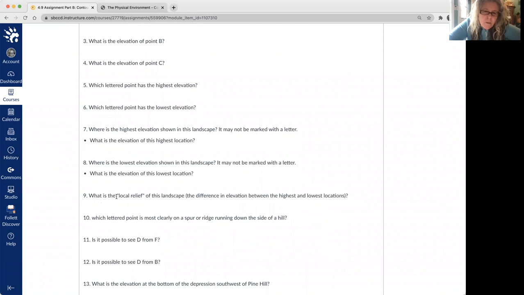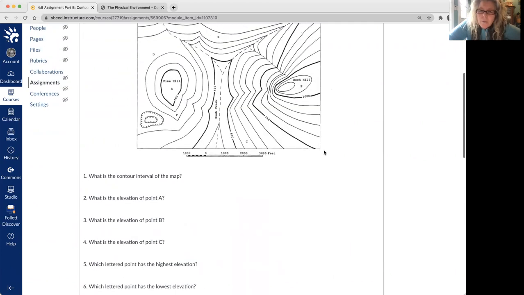What is the local relief of the landscape? The difference in elevation between the highest and lowest. So we've got to know the highest. All right, we figured that out. And we need to know the lowest.